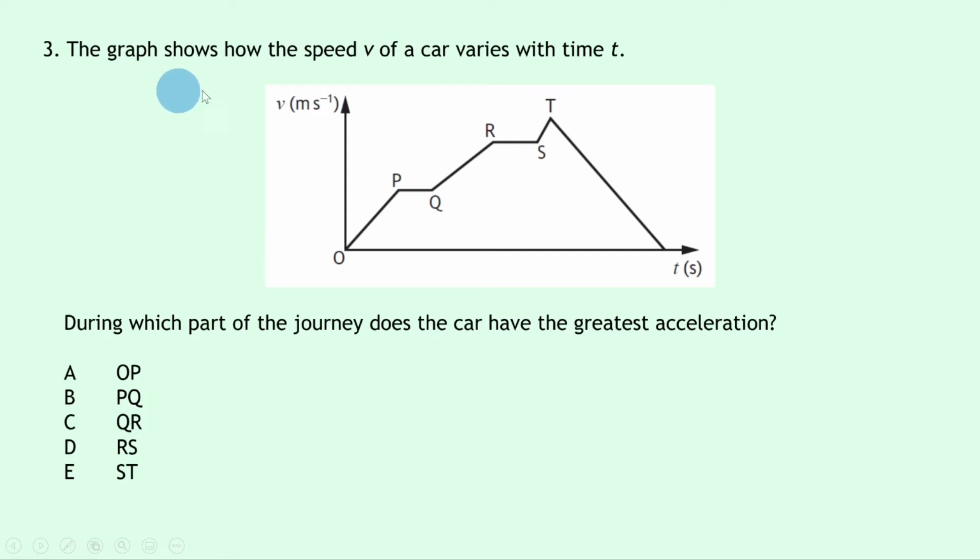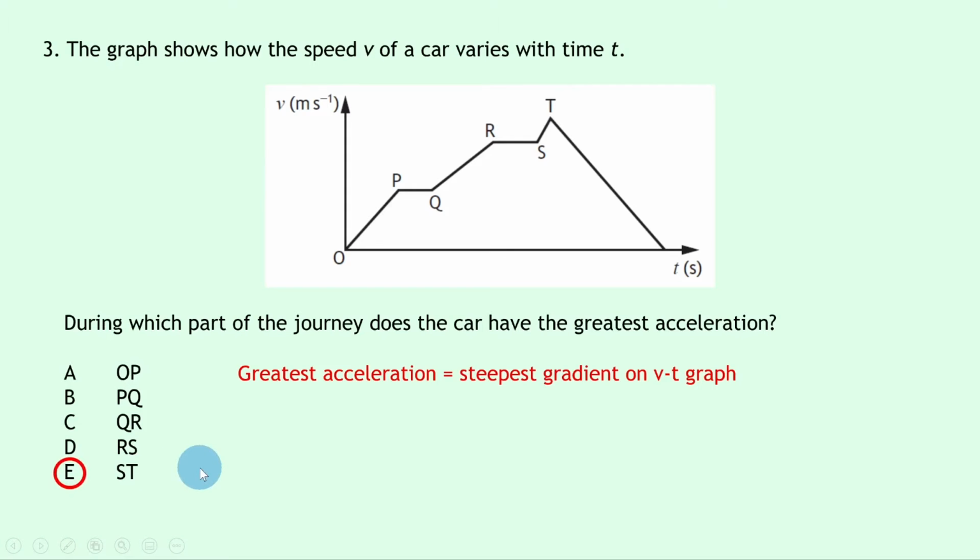Question 3 says the graph shows how the speed v of a car varies with time t. During which part of the journey does the car have the greatest acceleration? So you can see we've got v in meters per second and then time in seconds. So you should already know that acceleration is given by the gradient of the line on a velocity time graph. And in this case, because we want the greatest acceleration, we want to look for the steepest part on the graph. So the greatest acceleration is equal to the steepest gradient on the velocity time graph, or the steepest line, which is going to be S to T here. So that is going to be the answer E.